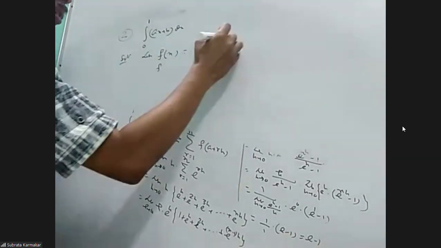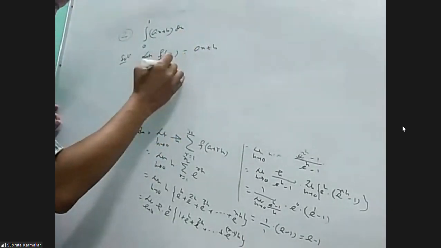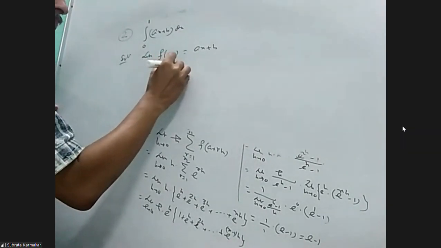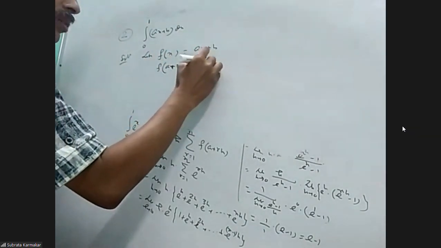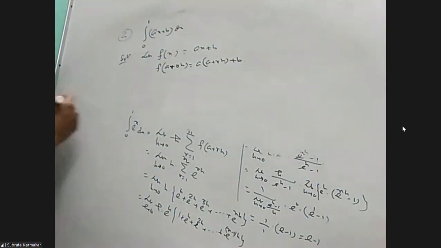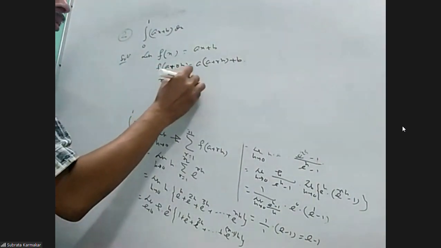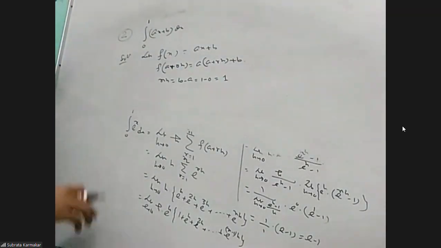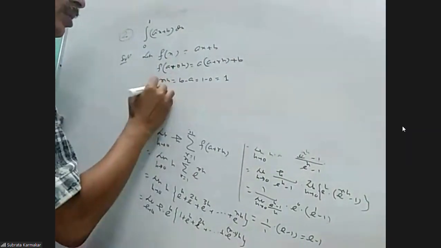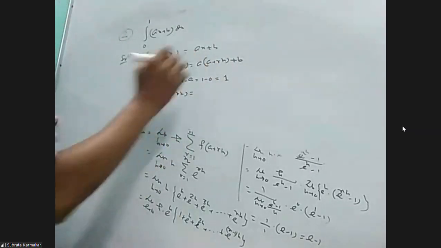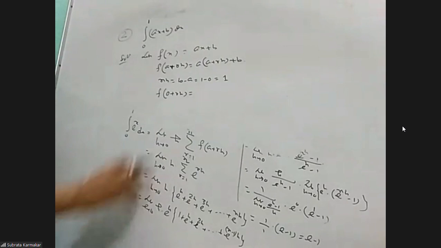So f of a plus rh. In place of x, we write a plus rh, so it becomes a times (a plus rh) plus b. Clear? Here nh is b minus a, which is 1 minus 0, that is 1. So if you put a equal to 0 here, what will you get? f of 0 plus rh.